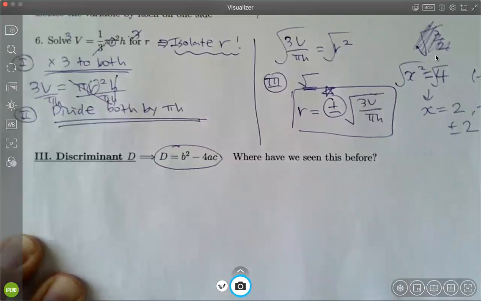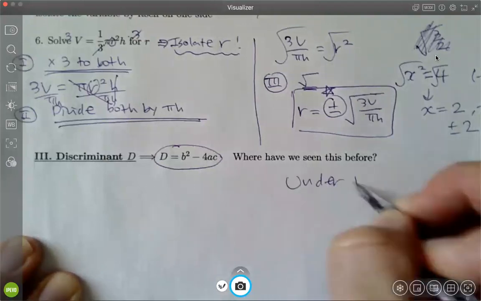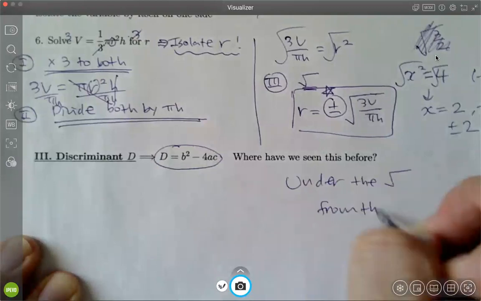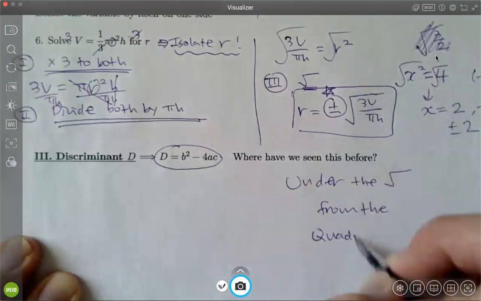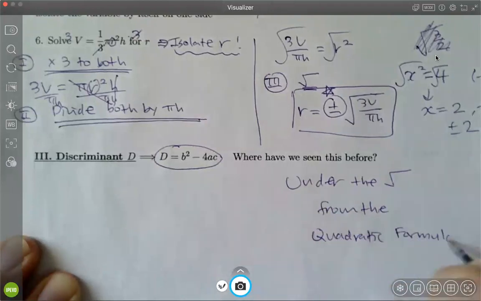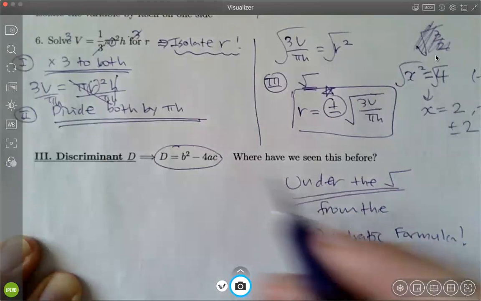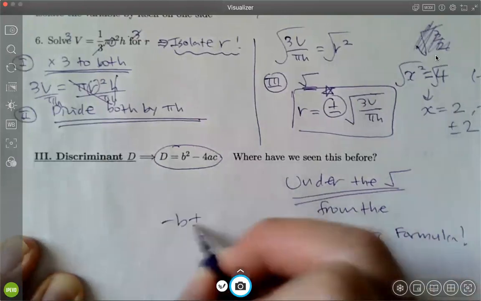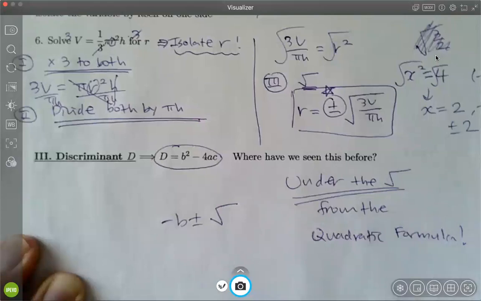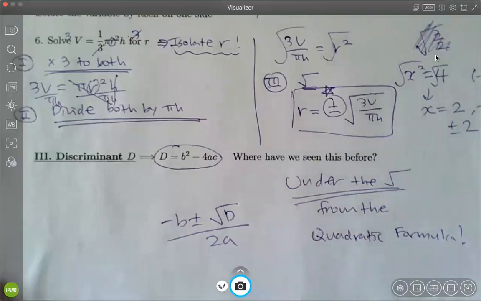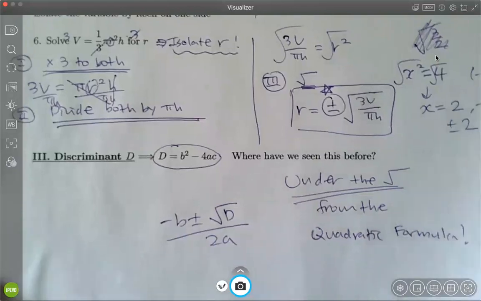Have we seen this b squared minus 4ac before? Yes. Where? Inside the quadratic formula, right? Where in particular? Under the square root. So we have negative b plus minus square root of, now we know the notation, D over 2a, instead of b squared minus 4ac. It's the discriminant, which is the thing under the square root. Now, why do we need to study this discriminant?